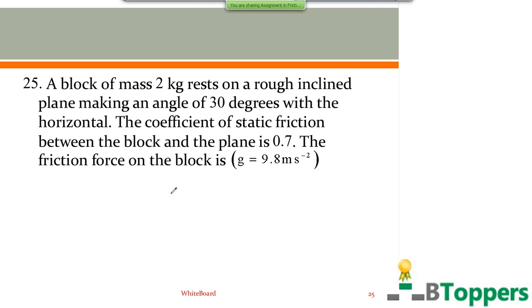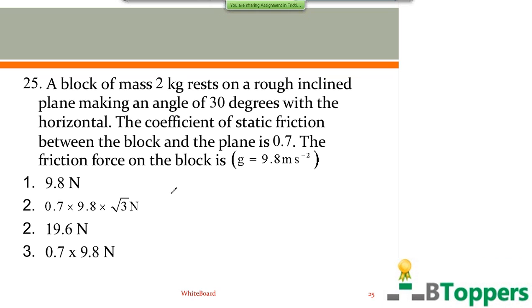A block of mass 2 kg rests on a rough inclined plane, making an angle of 30 degrees with the horizontal. The static friction between the block and the plane is 0.7. The friction force on the block is. So first you have to check whether the block will remain at rest on the inclined plane or the block begins to slide down the incline.